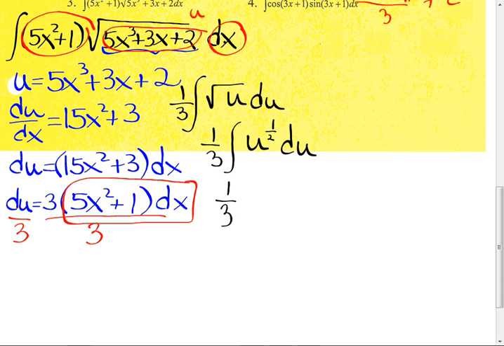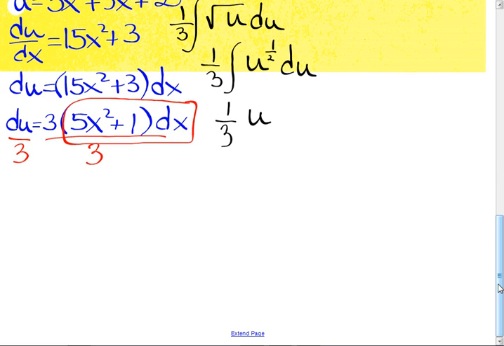Can we do this one? Sure. What's the antiderivative of u to the 1/2? Add 1. What's 1 plus a half? 3 halves. Put your phone away, Jack. Not times 3 halves, it's divided by 3 halves. So that's times 2/3. Because it's u to the n plus 1 divided by n plus 1. So dividing by 3 halves is the same as multiplying by its reciprocal.